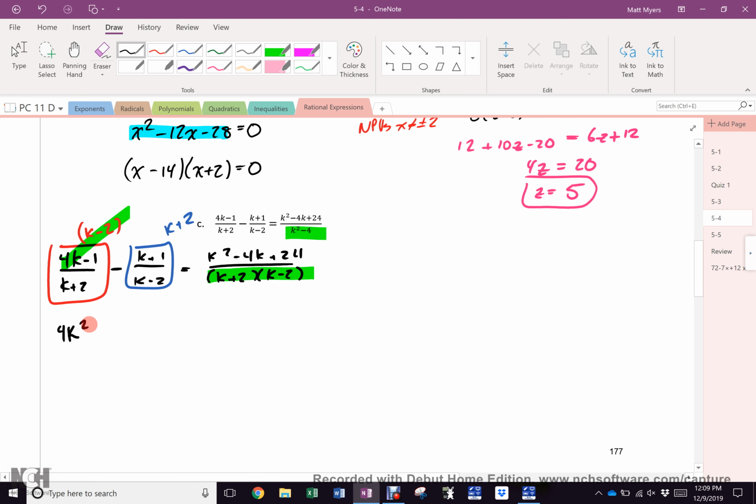4k squared minus 8k minus k plus 2. Correct? I'm showing everything. 4k squared minus 9k plus 2. Yes? Minus. Bracket, because there's a minus there. K squared plus 3k plus 2. Right? Because that one I can do in my head. I don't need to worry about this. What does that equal?